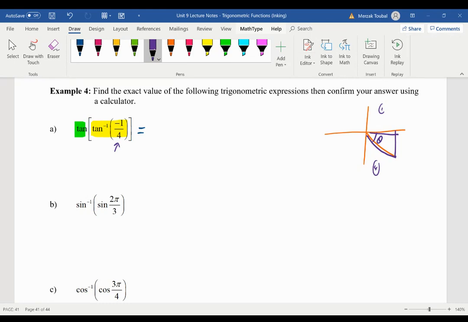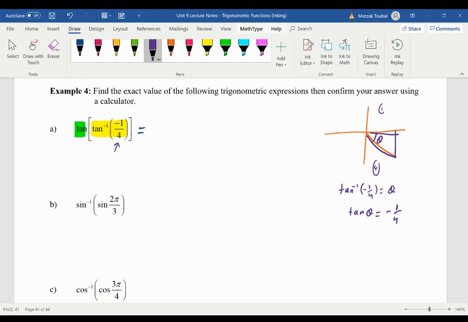So here's theta. What I can do here is use a trick. If tangent inverse of negative 1 over 4 equals some angle theta, because I know the tangent inverse of some number would be an angle, I'm going to call it theta. What this means is that tangent theta is negative 1 over 4. This is what it means.